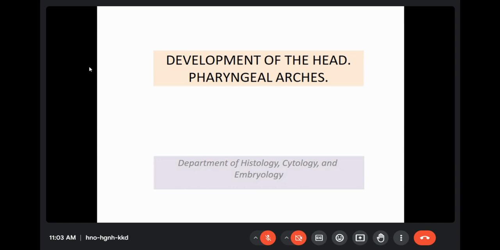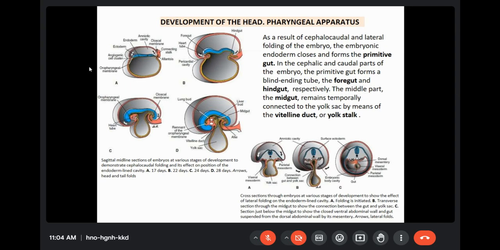Today we will discuss the last topic. It will consist of two parts. First part will be about the embryonic development of the head and the face of the human embryo. And the second part will be about the histological structure of the organs of the oral cavity. So we will start with the first part, development of the head.